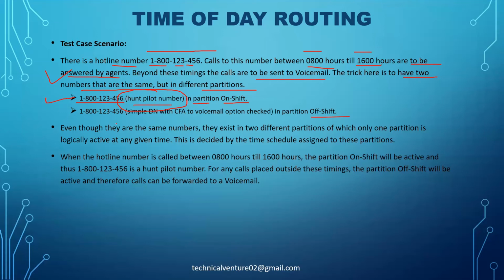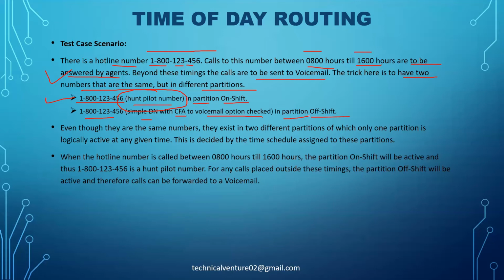And under this number, we will just add 5, 6, or 10 agents, depending on our requirements. Then we will create another DN, a normal simple DN, with the call forward all to voicemail option checked. I will show you how we can give this. Once we configure the line page of that particular directory number, there is an option to check mark call forward all to voicemail. We just need to give that check mark and send the call to voicemail in that particular partition.